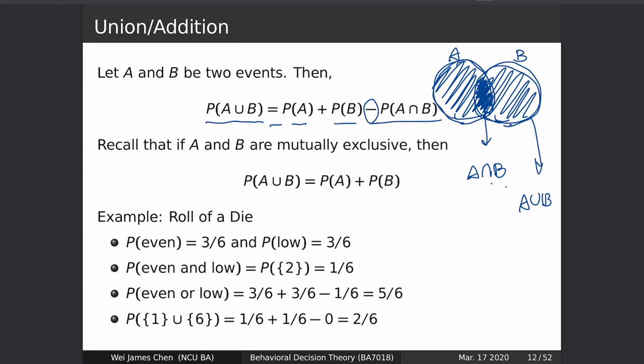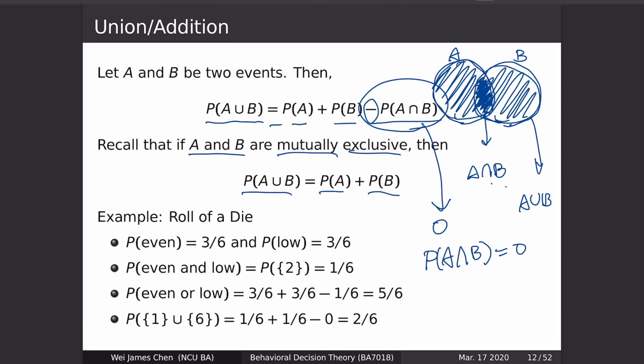Okay, and recall that we already said that if A and B are mutually exclusive, then P of A union B will be P(A) plus P(B). Basically, this intersection term would be 0, so P(A and B) is 0, and that's exactly the definition of mutually exclusive.